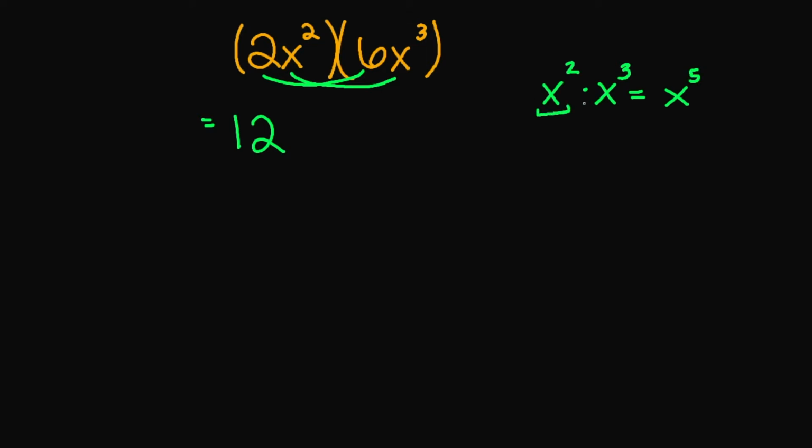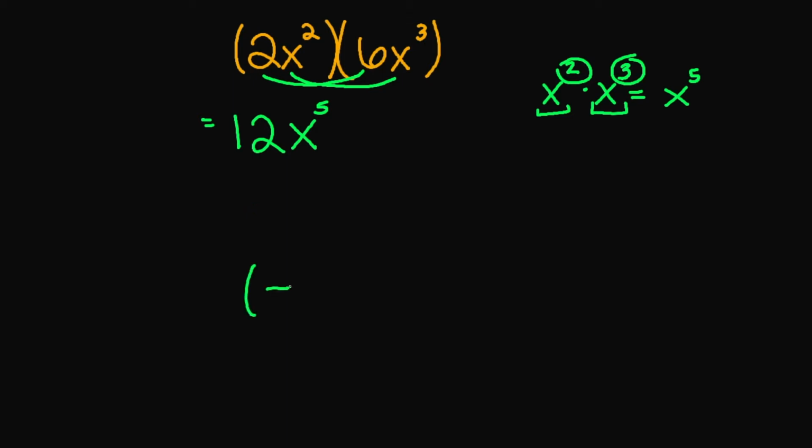Your base in this example is x, and then your exponents are going to be the 2 and the 3. And since I'm multiplying with the same base, then I add my exponents. So this is going to turn into x to the 5th. So your final answer is 12x to the 5th.